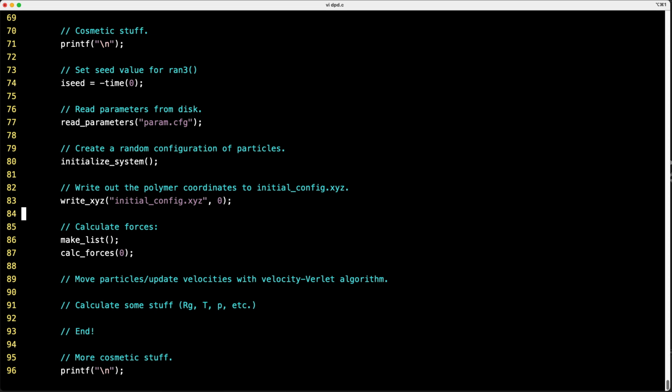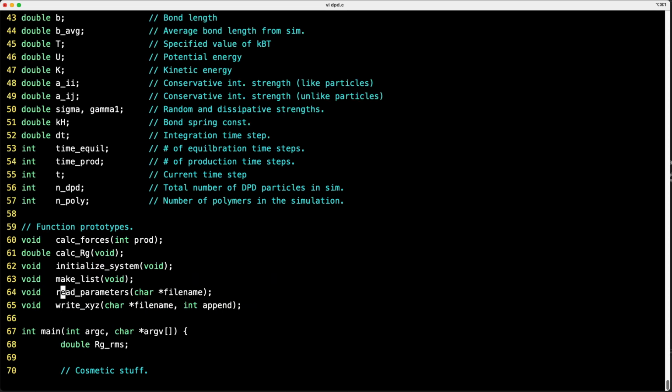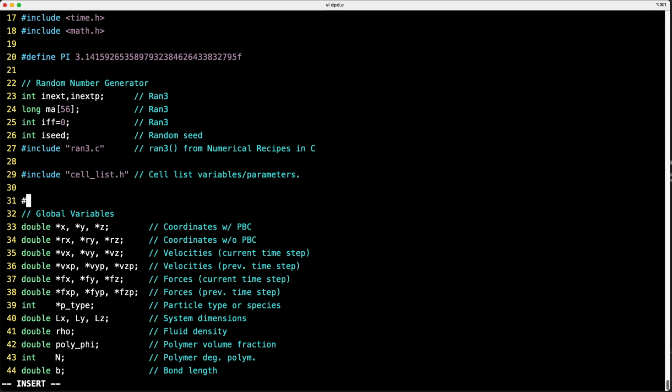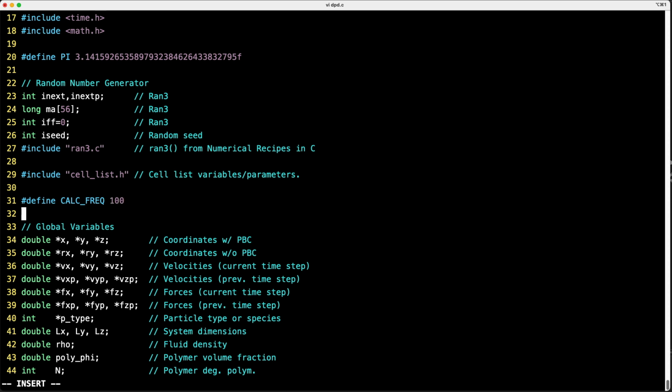And the last thing that I'm going to do to set this up for us is I want to define some parameters, and maybe we'll put them up here. I want to define, let's say, output, maybe we'll call this calculation frequency. After how many time steps are we going to calculate the radius of gyration, calculate the temperature, calculate whatever we're interested in? And I'm going to set this to be every 100 steps right now.